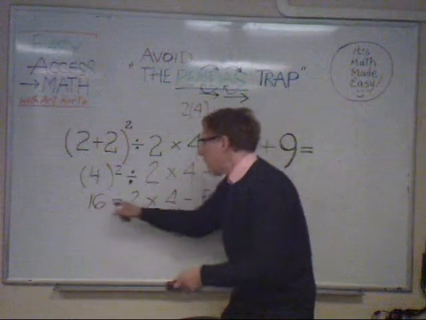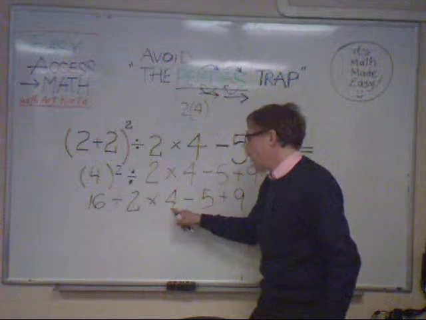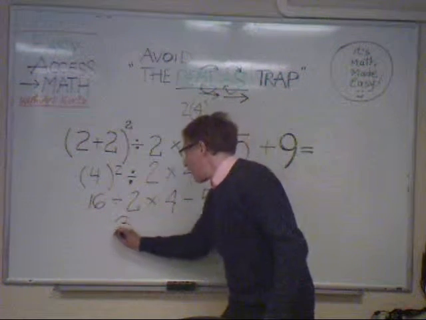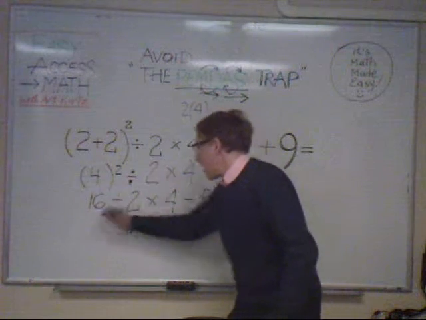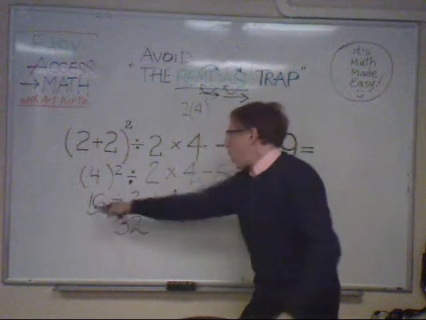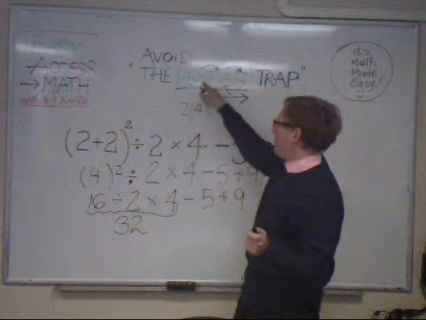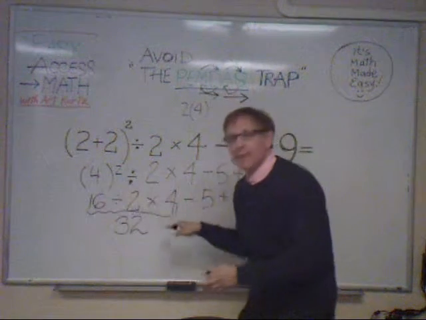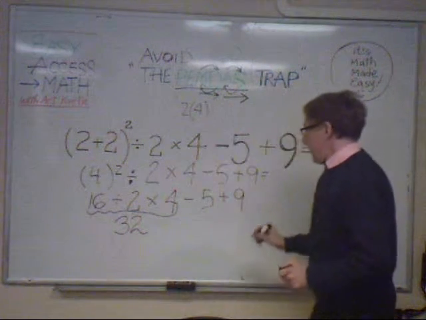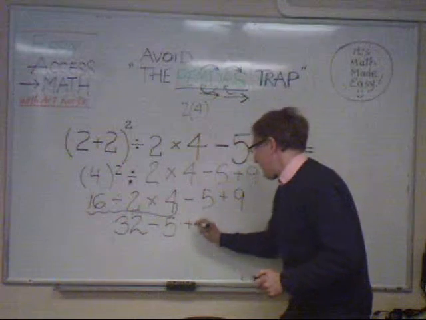It's 16 divided by 2 first, then times 4. So 16 divided by 2 is 8, times 4 gives me 32. I just worked out this entire multiplication and division going from left to right. I didn't follow this exactly and do the multiplication first. I went from left to right. That's how I avoid the PEMDAS trap. So I have 32 minus 5 plus 9.